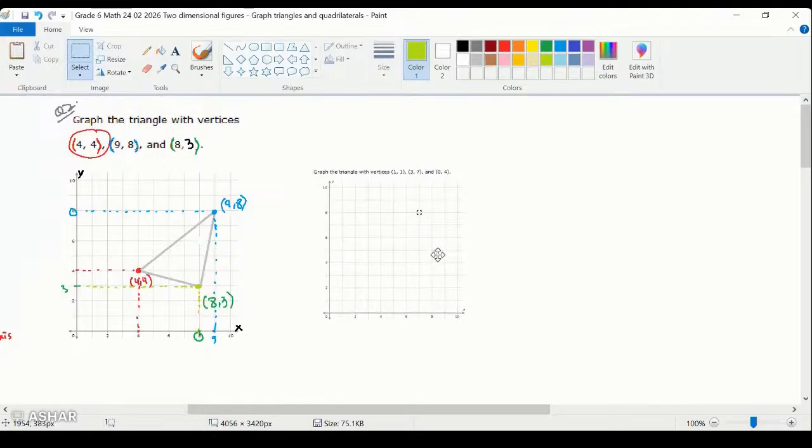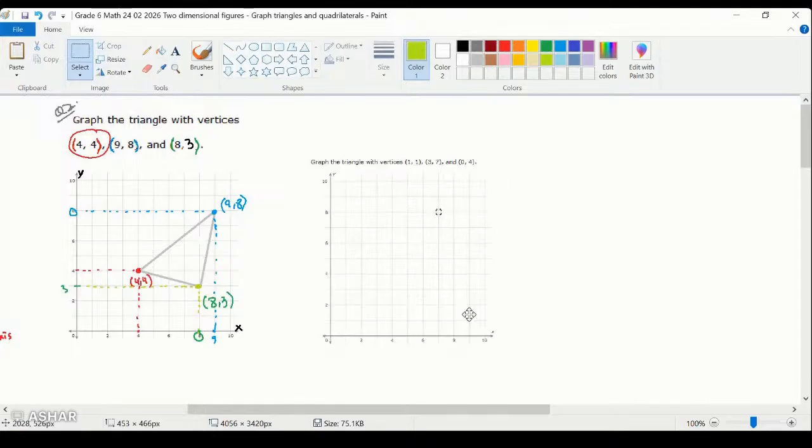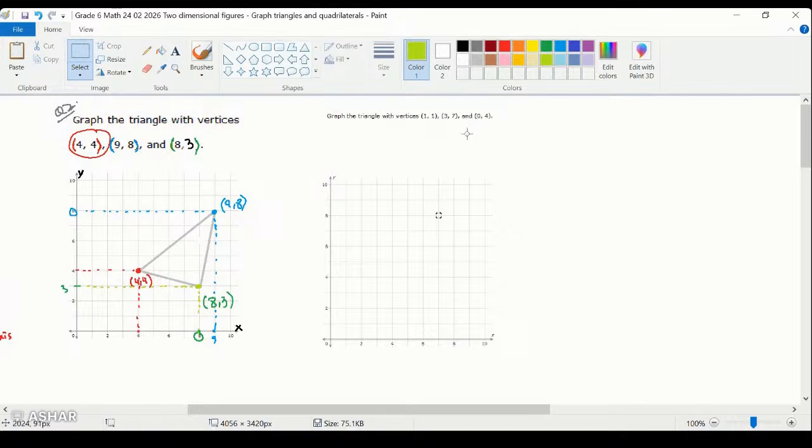They're asking us to graph this. The question says the vertices, or the points, or the coordinates given are these. Okay, let me resize so that it's readable enough. For question number 3, we know that the y-axis is the vertical, the x-axis is the horizontal, right?